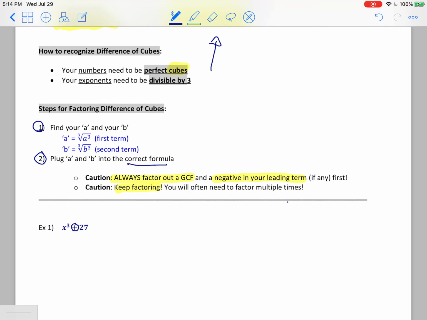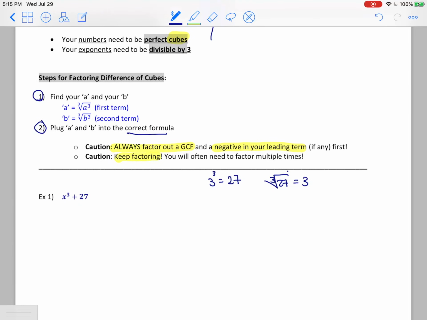Let's go back up here. How do we recognize it? Well, our numbers have to be perfect cubes. Our number here, 27, I know just a moment ago we talked about that if we took 3 and cubed that, we were going to get 27. Alternately, if we took the cube root of 27 on our calculator, it will spit out a 3. And 3 is an integer, so therefore we know that 27 is a perfect cube. So we're all set to find our A and our B, which is the second step above, and to plug it into our actual formula.